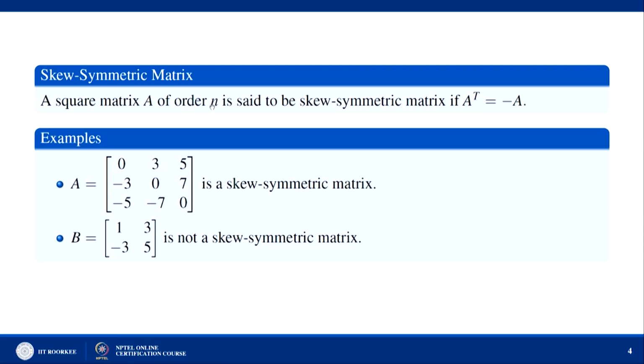Now, next is skew symmetric matrix. A square matrix A of order n is said to be a skew symmetric matrix if A transpose is equal to minus A. Suppose you see this matrix, if you take A transpose of this matrix, it is simply equal to minus of A. So, hence this matrix is skew symmetric. However, this matrix is not skew symmetric because when you take the transpose, it is not equal to minus of B. So, what are the properties of skew symmetric matrix? Let us see. Now, for skew symmetric, A transpose is equal to minus A, where A is n cross n skew symmetric.